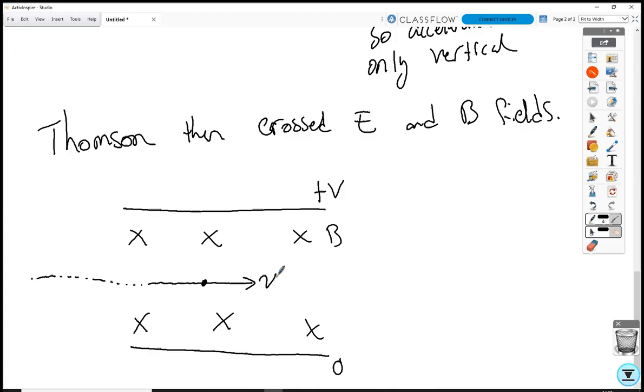The electrons experience a force upwards due to the electric field. So that's F subscript E. But due to Fleming's left-hand rule, they also experience a force downwards due to the magnetic field, F subscript B. Now if the electron passed straight through with zero deflection, it meant that the force upwards due to the electric field and the force downwards due to the magnetic field were equal to each other. So now all he had to say was, okay, so FE must equal FB.